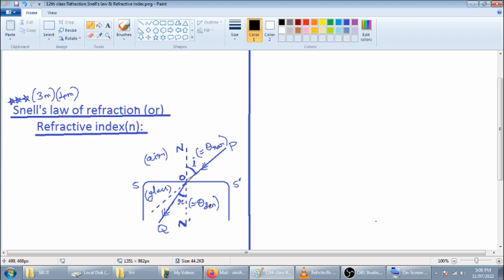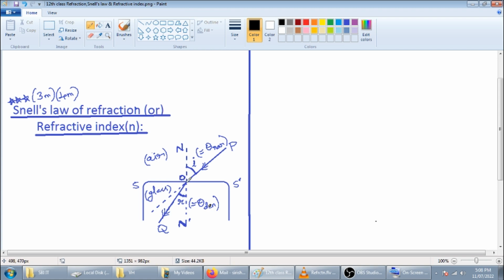Now once the light ray is entering the second transparent medium, which is the denser medium or glass medium, we have seen by the definition of refraction that it bends, the light ray bends exactly at the point O, which is the point separating the two media, the air medium and the glass medium.